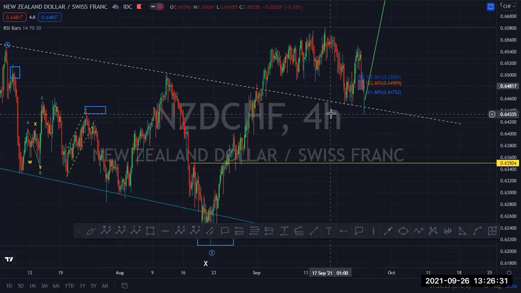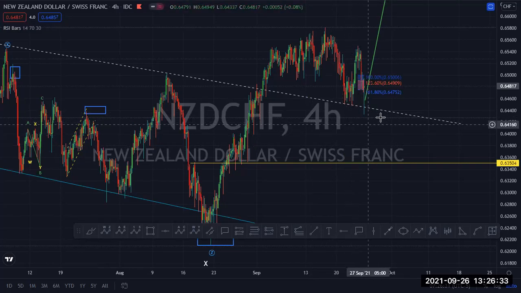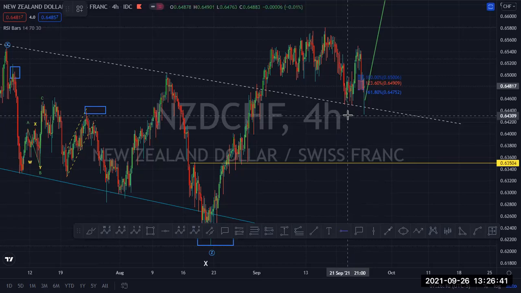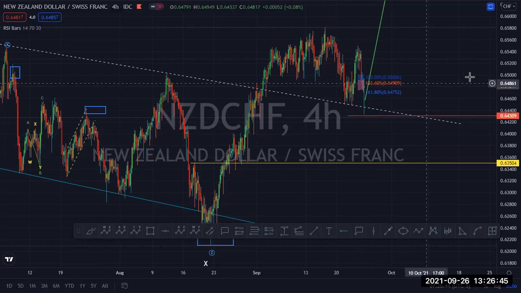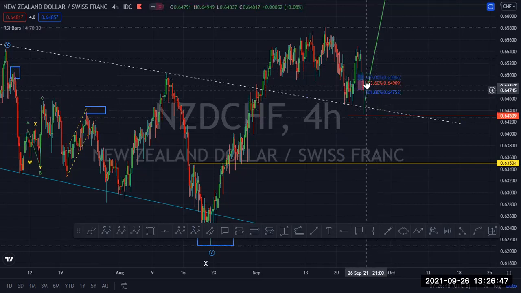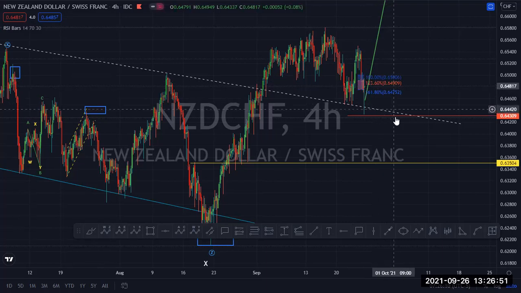To confirm the nice setup, the 4 hours gave us a nice pin bar. You see this pin bar. So buying it right away makes sense. Stop loss here. After this strong rejection, I don't see the market coming back to break it again for now. So let's check 1 hour for a better entry.